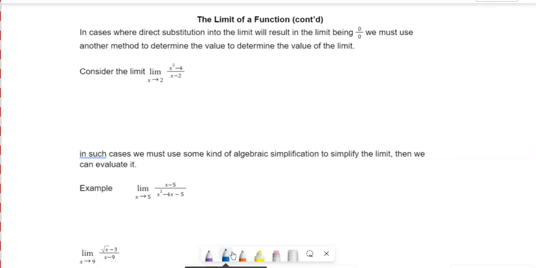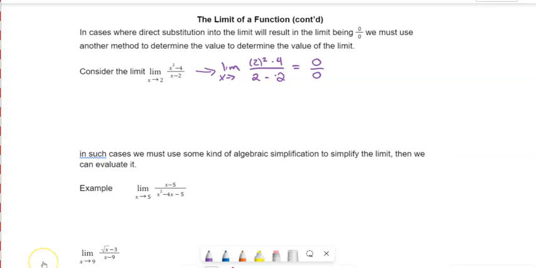And when this happens, we have to use a different method to determine the value of that limit. So if we take a look at this limit, we want the limit as x approaches 2 of x squared minus 4 over x minus 2. If we plug this in right away, 2 squared minus 4 over 2 minus 2, we would see that this would end up being 0 over 0. And so we can't actually define this limit.